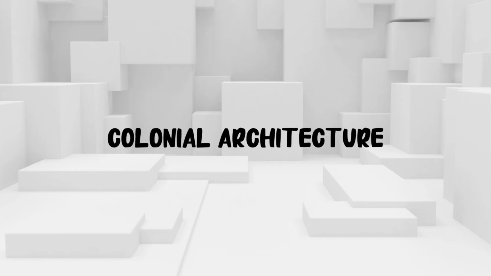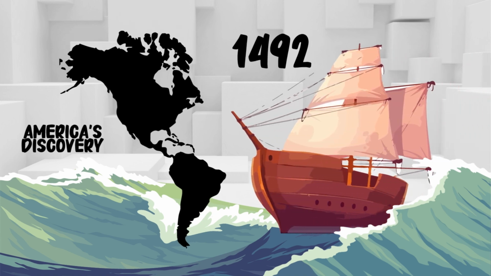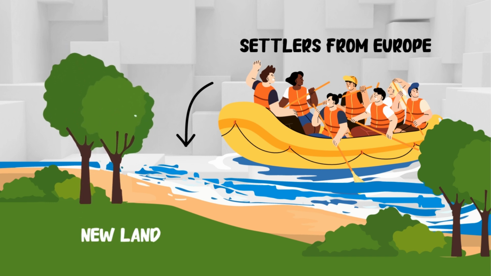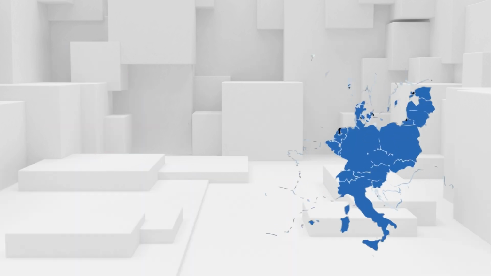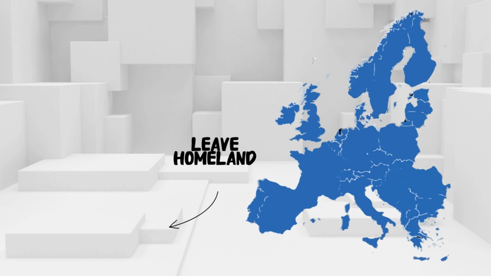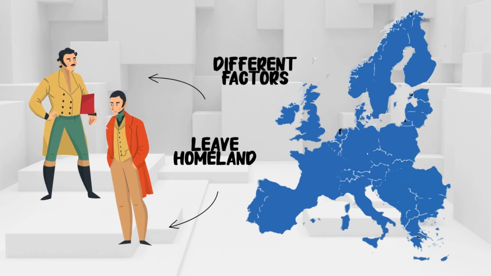Colonial architecture. After the discovery of the Americas in 1492, settlers from Europe eventually ventured to the new land to start new lives for themselves. The impetuses that compelled the sundry groups of people to leave their homeland varied considerably, and these different motivating factors ultimately had a strong influence on early colonial architecture.